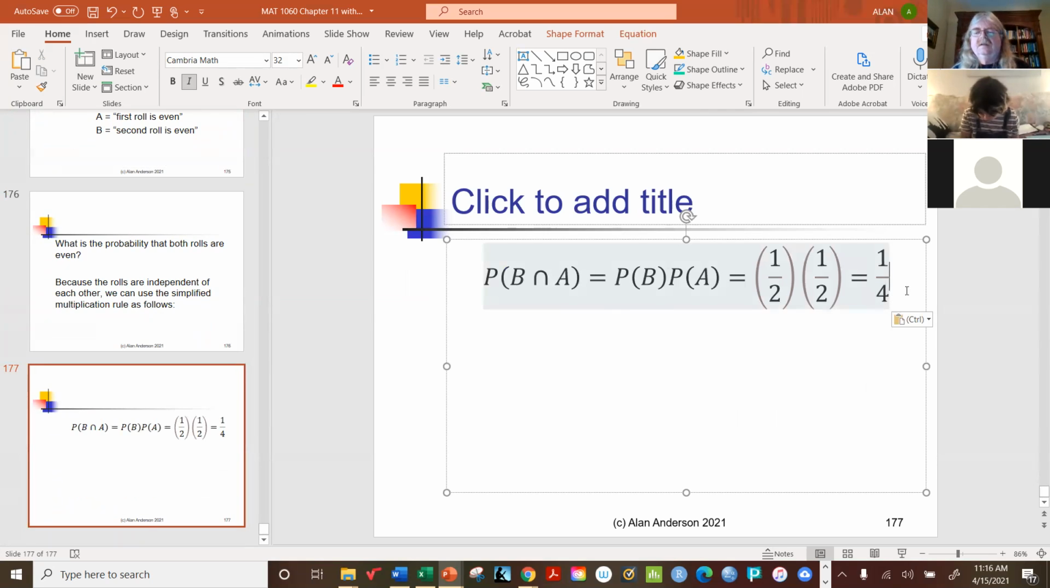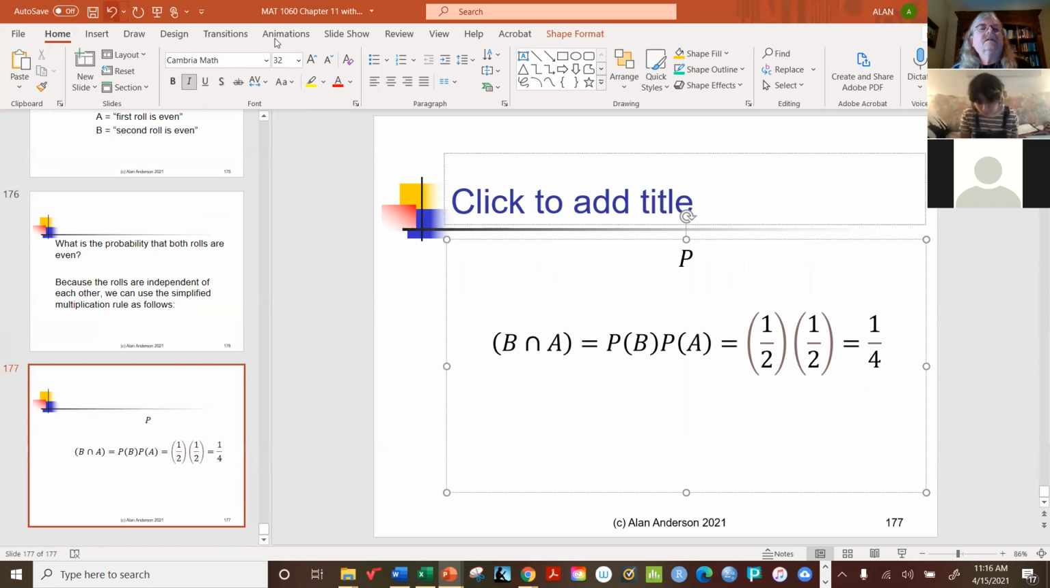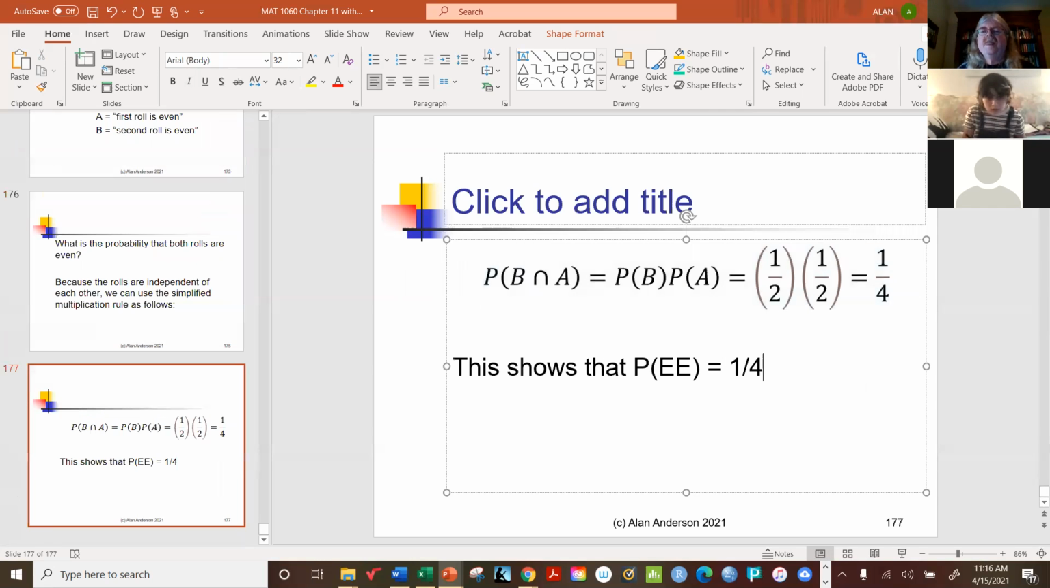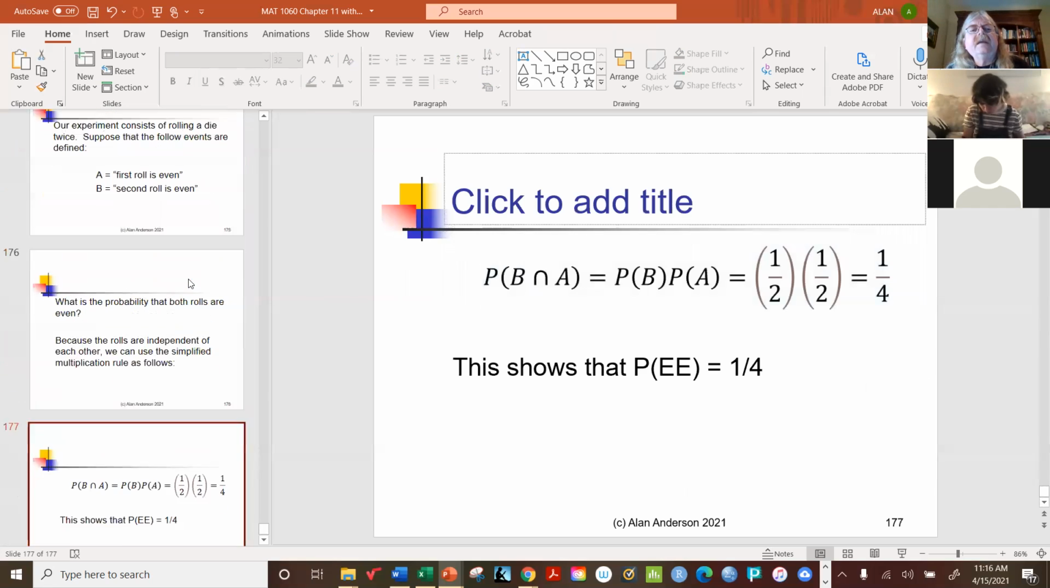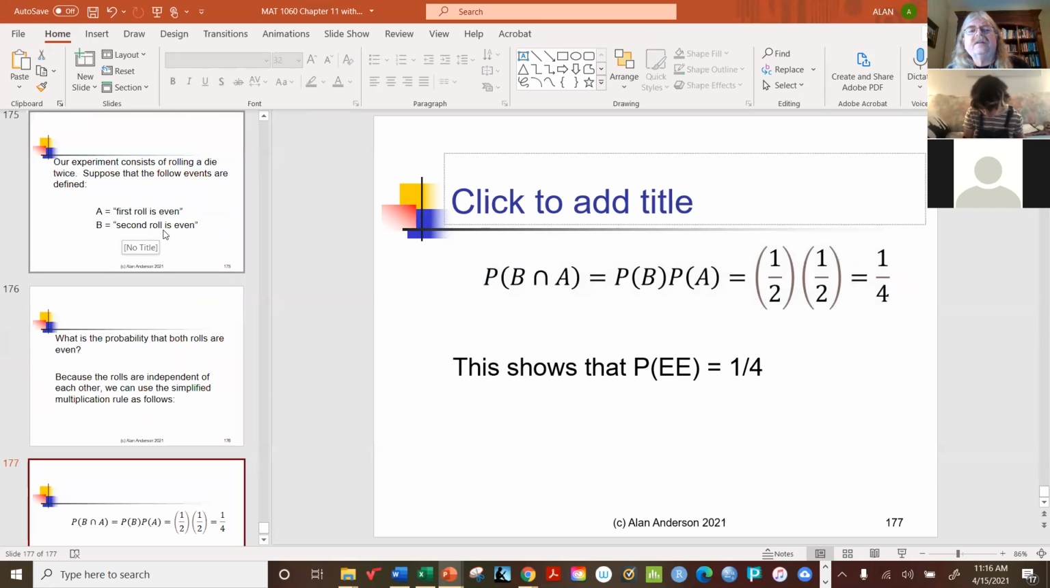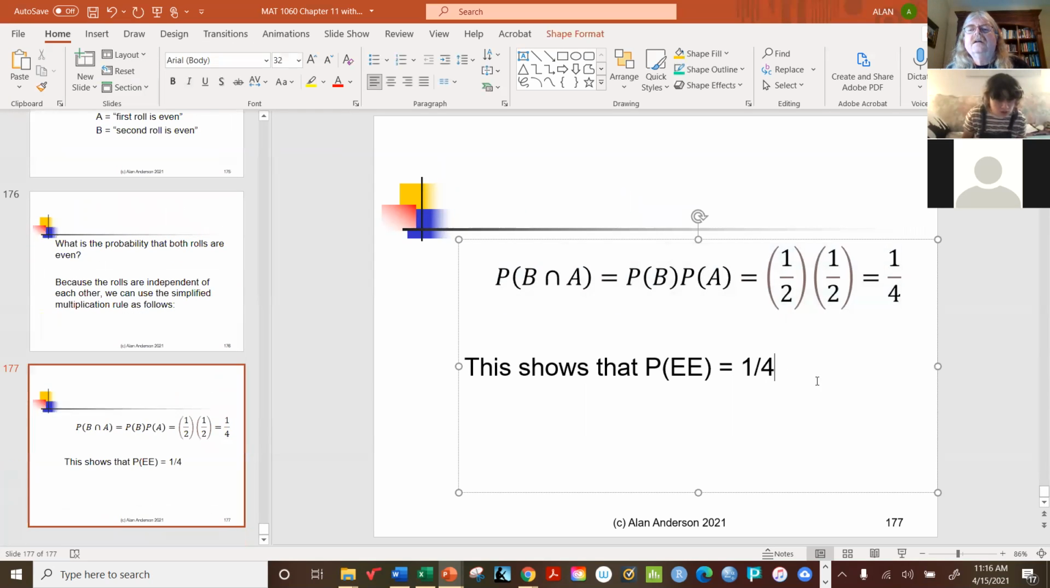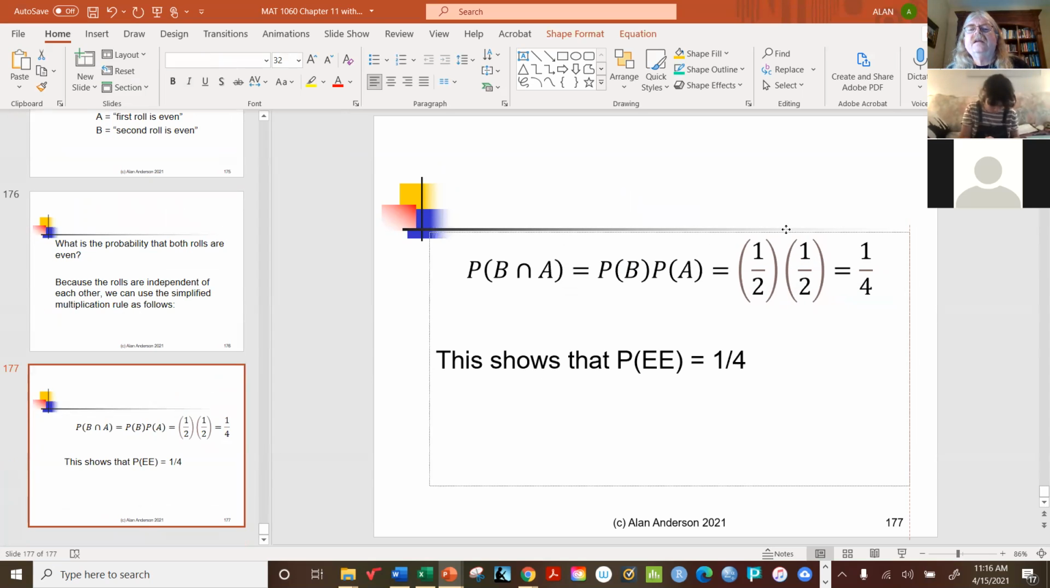So this shows, now remember, this corresponds to EE. In other words, B and A in this context means 2 consecutive evens, which we were calling previously EE. So this is why the probability of EE is 1/4, because the rolls are independent of each other, and we can therefore simply multiply the probability of getting an even on the first roll by the probability of the second roll being even.